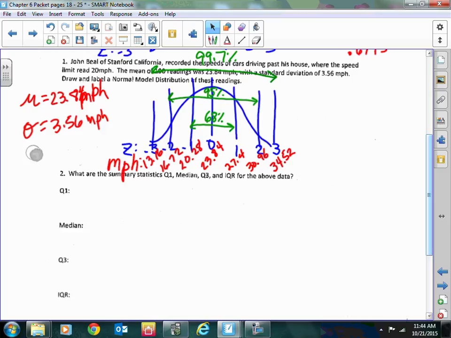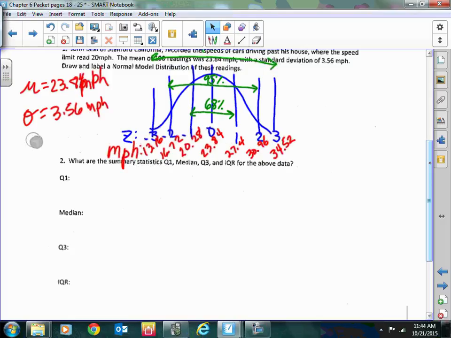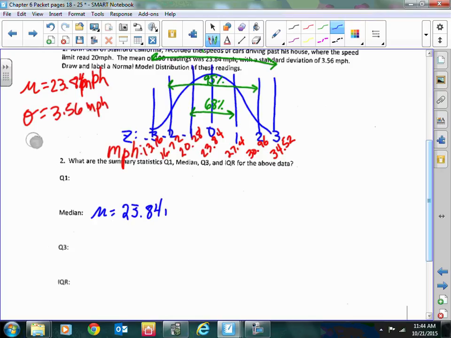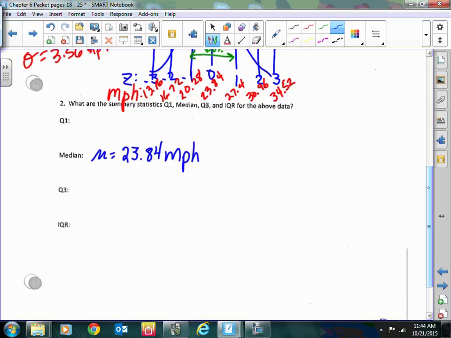Okay, let's move on. Let's get some summary data here. Q1, median, Q3, and IQR. Well, what's the median? Let's do that one first. Very good. The median is the same as the mean, which is the 23.84, labeled with context, miles per hour, because that's what it's wanting here. Okay, so what miles per hour is the Q1 at?